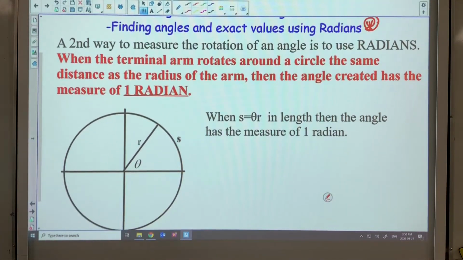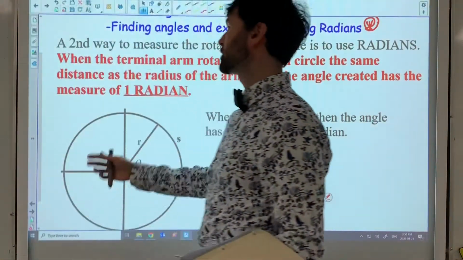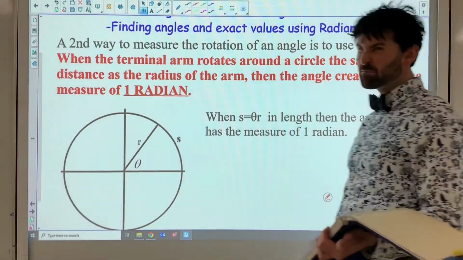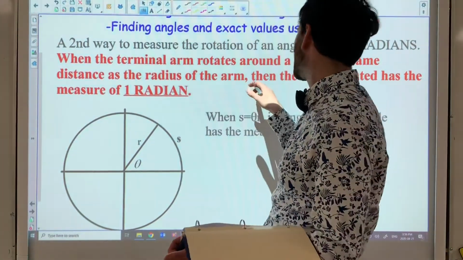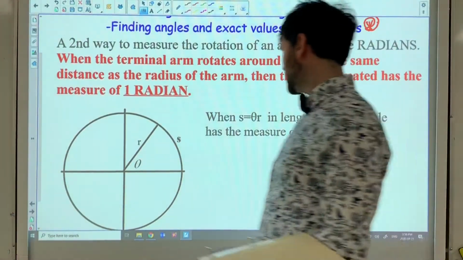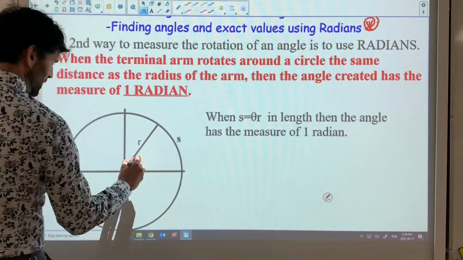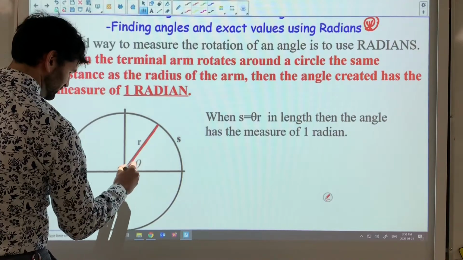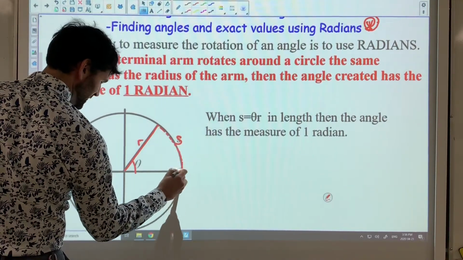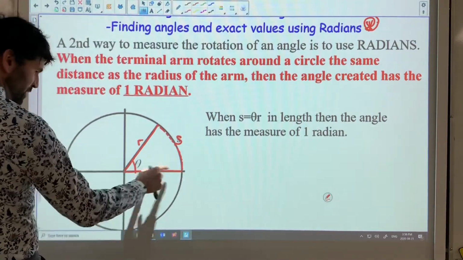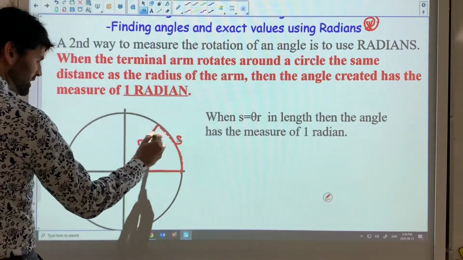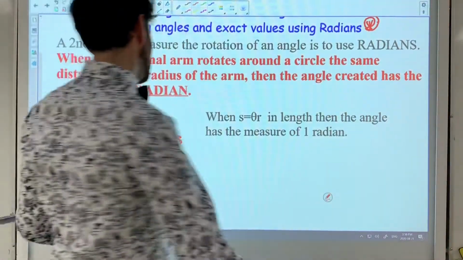So what exactly is a radian? Well, here it is. You heard it here first. The official definition: when the terminal arm rotates around a circle the same distance as the radius of the arm, then the angle created is equal to the measure of 1 radian. So if you think of this as theta, this is the radius, and this is S, which is the curve length that this thing travels along. So say you got your radial arm and you're pushing it. When S and R are equal, that is 1 radian.